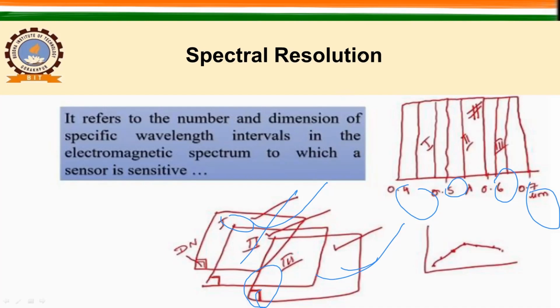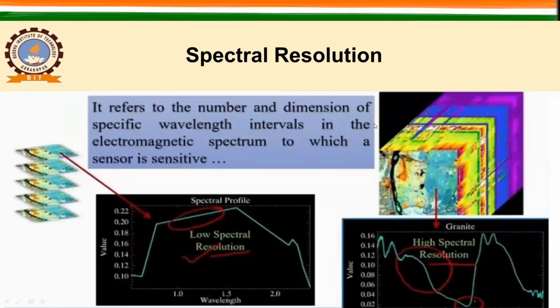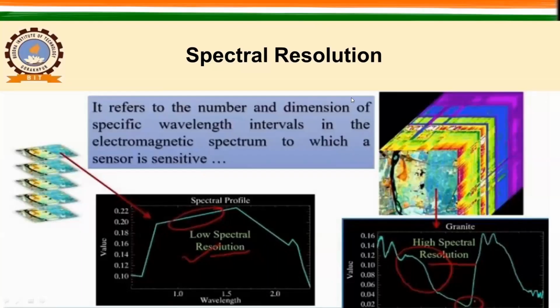Now see this slide. In this case, you have only 5 bands, then your data will look like this. I hope you can understand this. And when you have hundreds of bands, what will happen for one given area? You will have a large number of values, and then you can always generate a smoother spectrum.